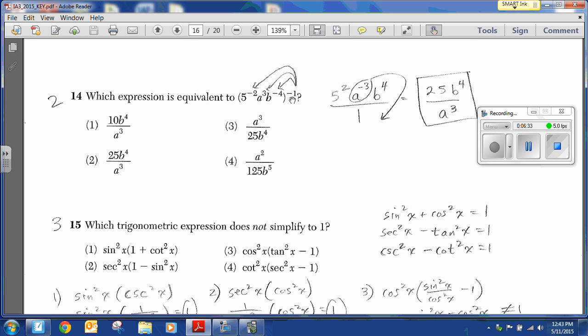Number 14, the first thing I would do is distribute the negative power, and as you can see, 5 squared, a to the negative third, and b to the positive fourth. Any negative exponent must be reciprocated to the other side of the fraction bar, and then the power is made positive. So we have 25b to the fourth power over a cubed.